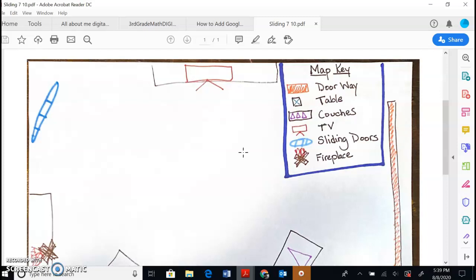I hope you guys have fun making your map, and you're going to share this with your teacher when you're finished. You're going to take a picture of it and send it to her through Schoology.